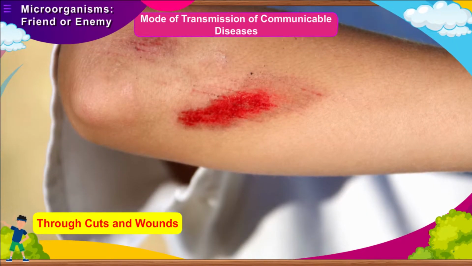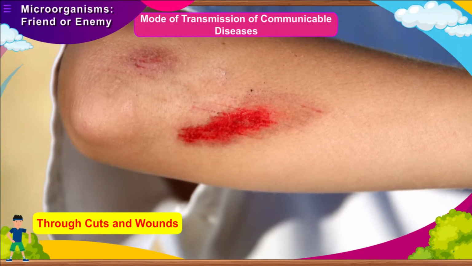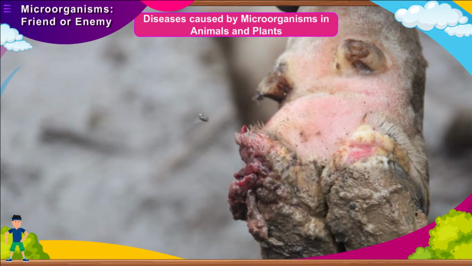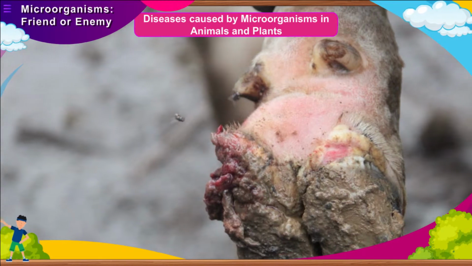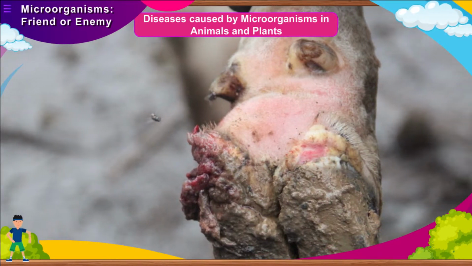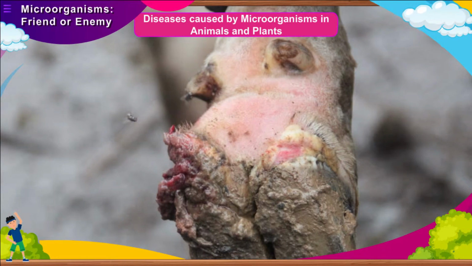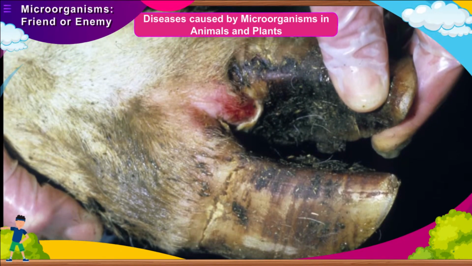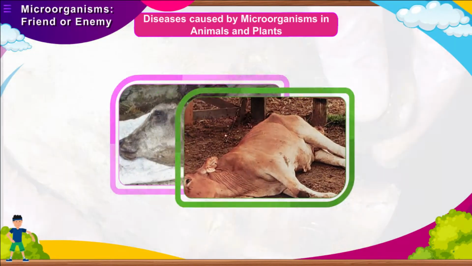Through cuts and wounds: diseases like tetanus spread through cuts and wounds. Diseases caused by microorganisms in animals and plants. Microorganisms also cause diseases in animals. Some of these diseases are mentioned here.